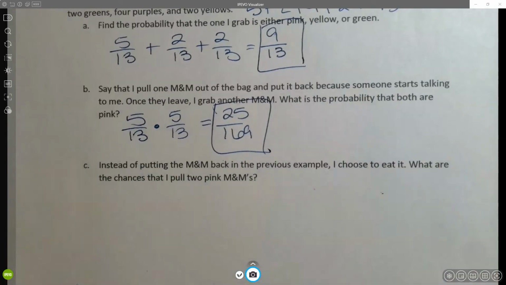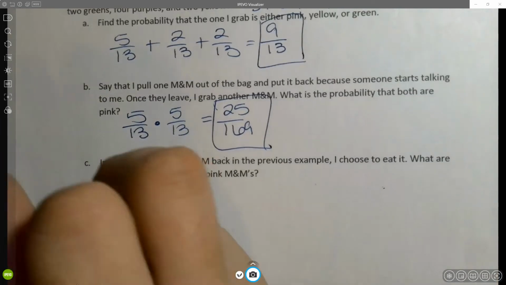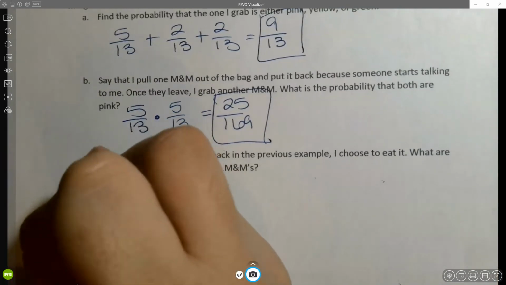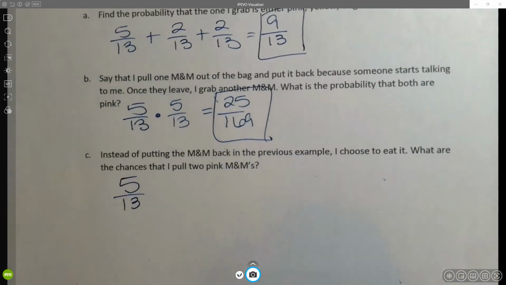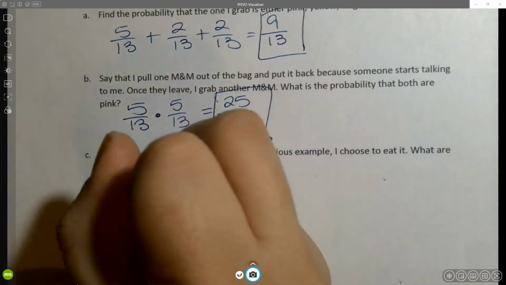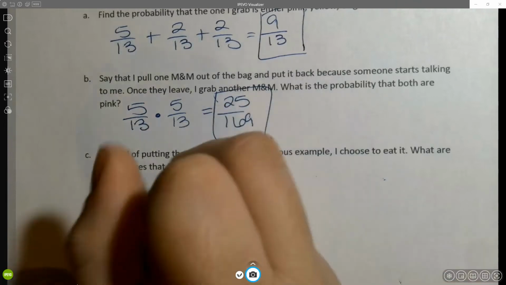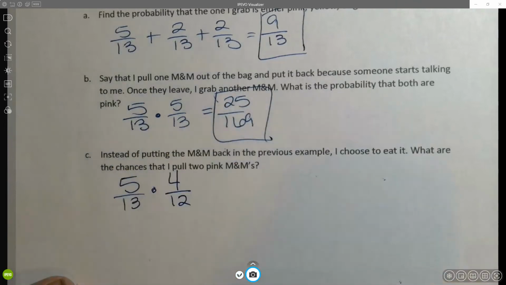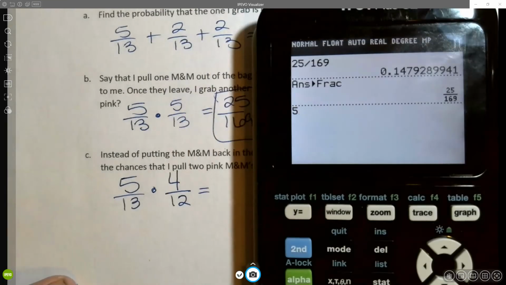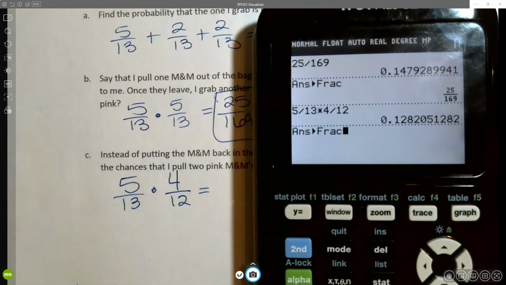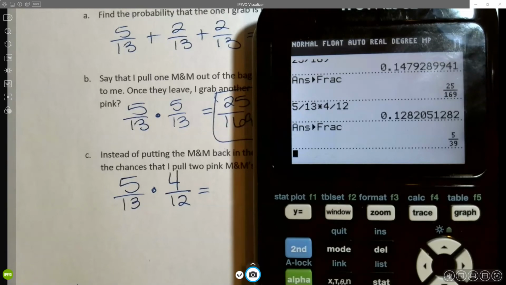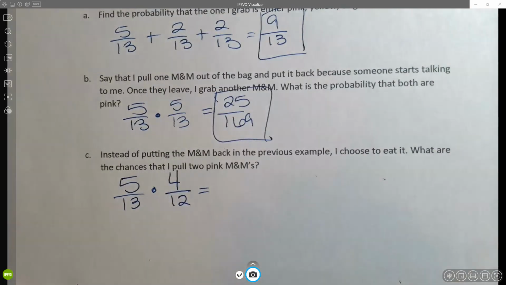C says that instead of putting the M&Ms back, I chose to eat it. So what are the chances that I pull out 2 pink M&Ms? So the first try is still the same. There are still 5 out of 13 pink M&Ms in the bag when I start. I eat that pink M&M in my hand, so now there are 4 pink M&Ms in the bag and a total of 12. Then I'm going to multiply this one on my calculator. So I have 5 over 13 times 4 over 12. Go and do math fraction, and it turns it into 5 over 39.